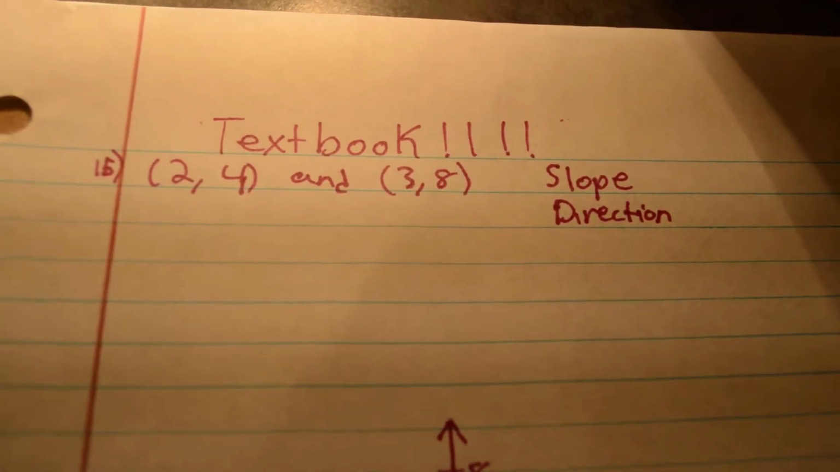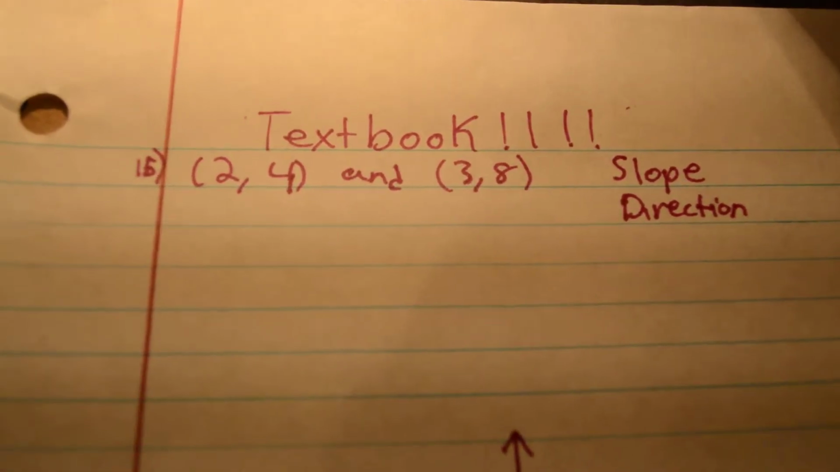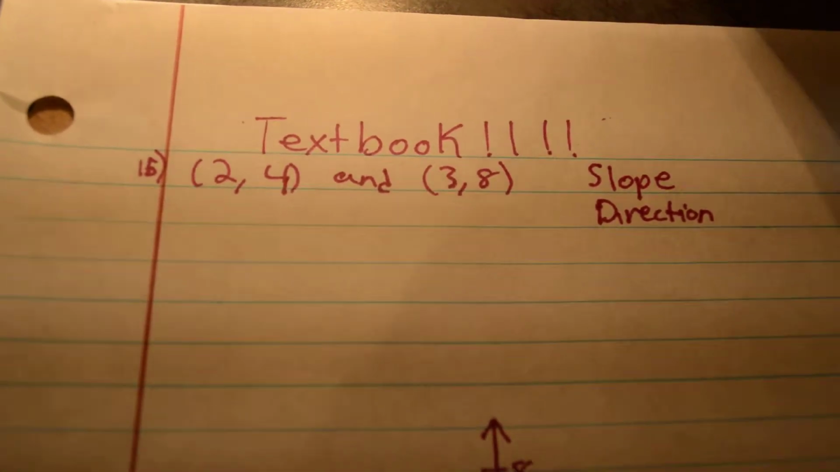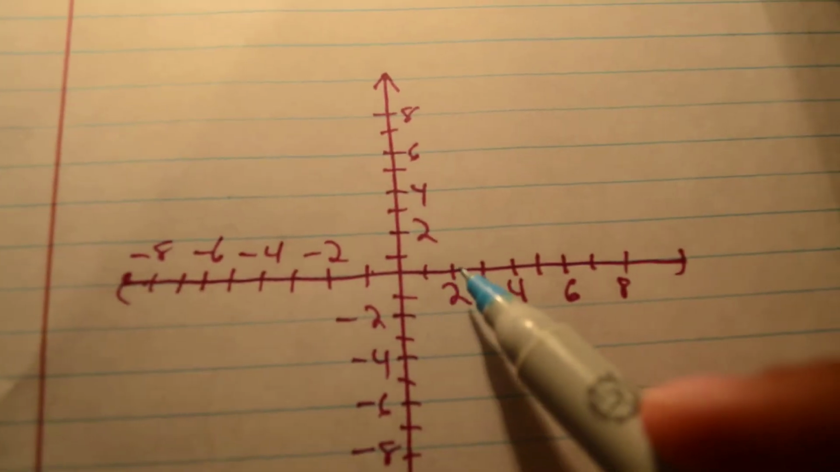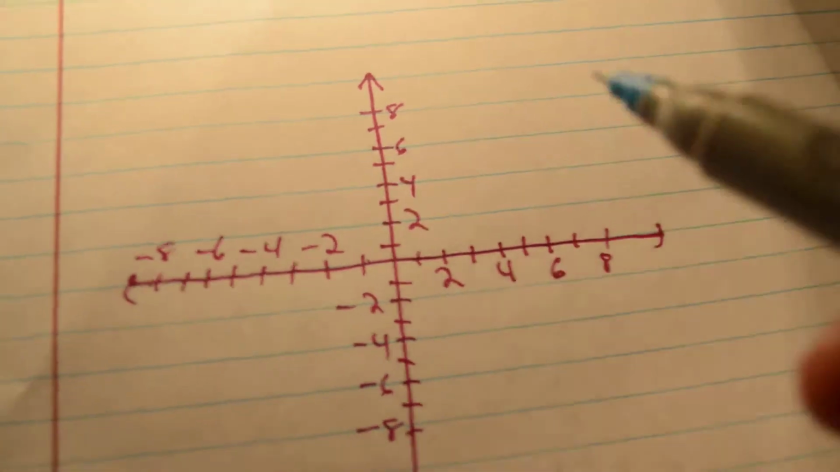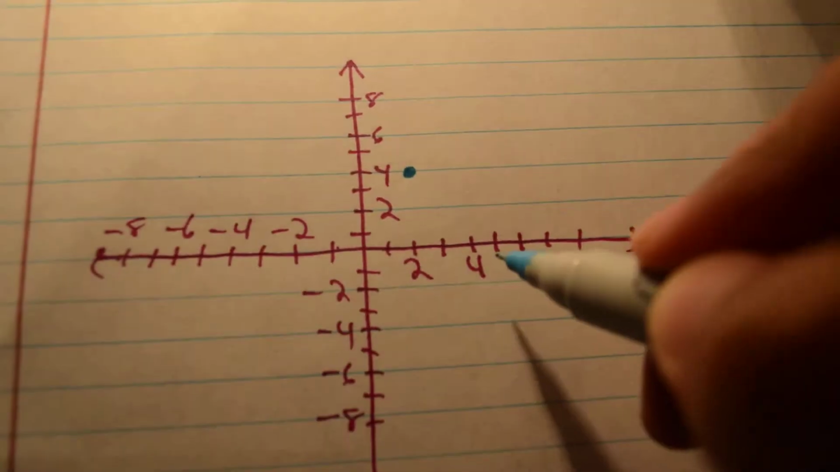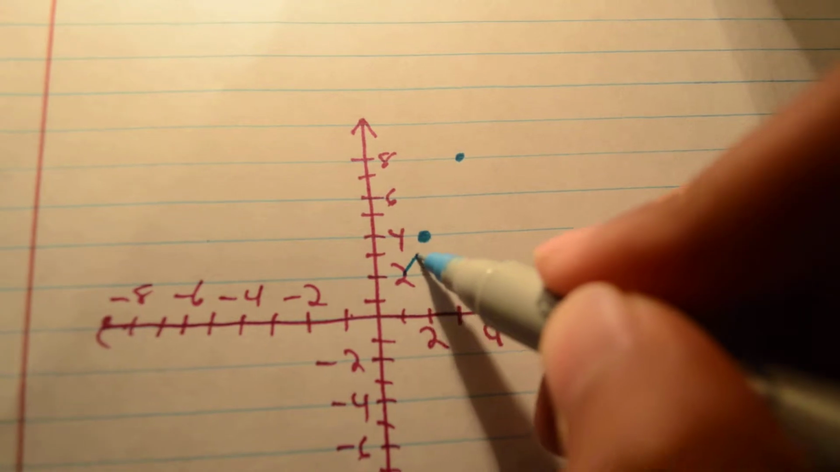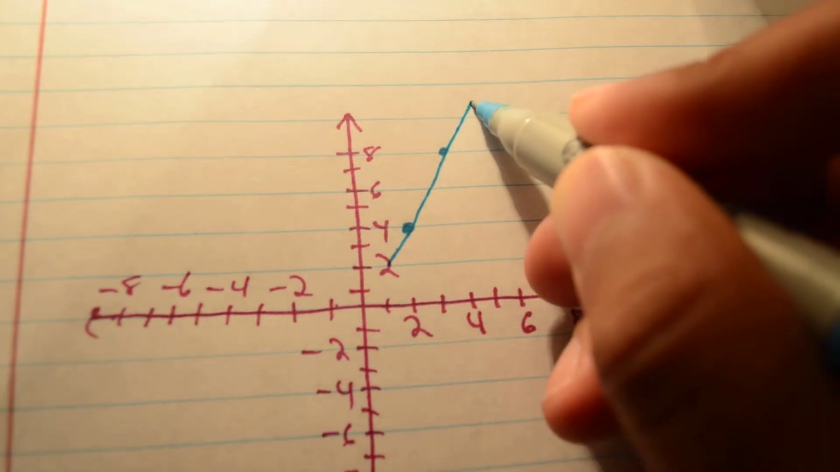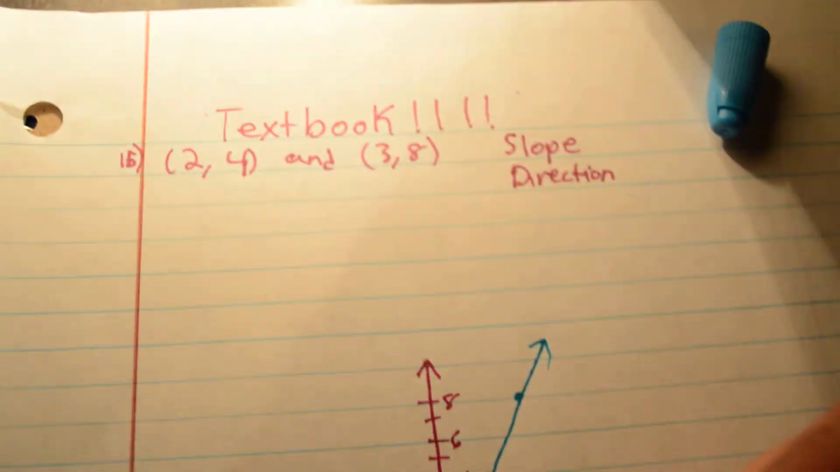So what we can do is plot the points first. Let's start with 2, 4. I already drew this, gotta be prepared. So 2, and then all the way up to 4, 1, 2, 3, 4, and then you plot it, bam, right there. And then the next point, 3, 8, so 3, and then go all the way up to 8, bam. And then you connect them, right? And the line's gonna go like that, with the arrows, because the line goes on forever.